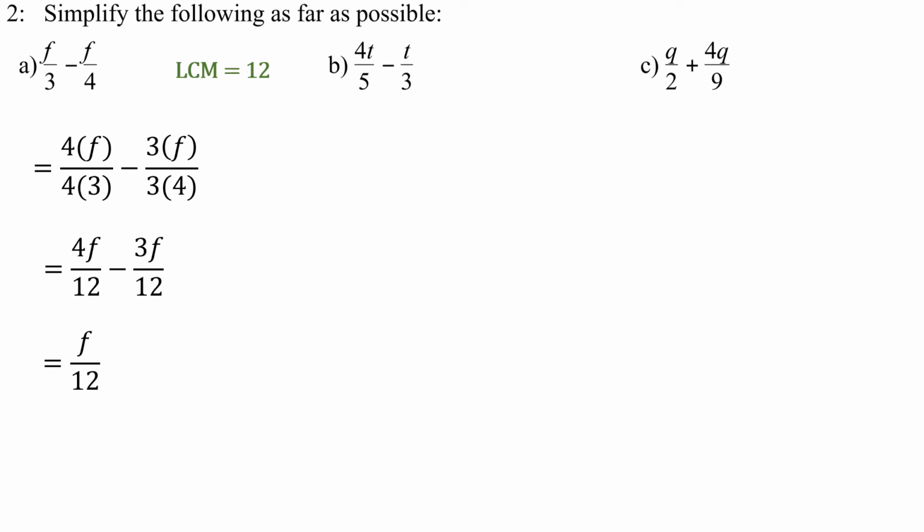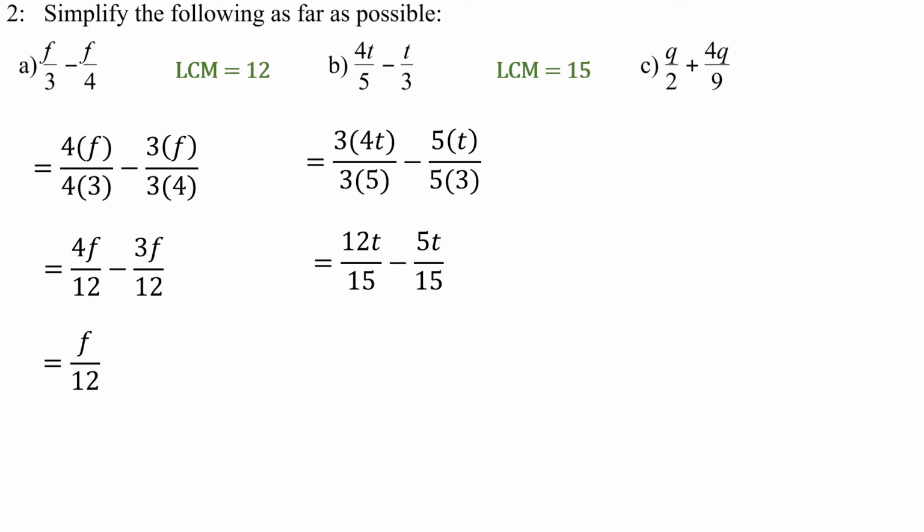In B, we've got a 5 and a 3. The lowest common multiple is going to be 15. Again, we need to times the denominators by the number they need to get to the common multiple. So we have a 5, we've got to multiply it by 3 to get to 15. We've got a 3, we've got to multiply it by 5 to get to 15. And in both cases, whatever's happened to the bottom has to happen to the top as well. Expand our brackets, we've got 12t minus 5t, which equals 7t over 15.